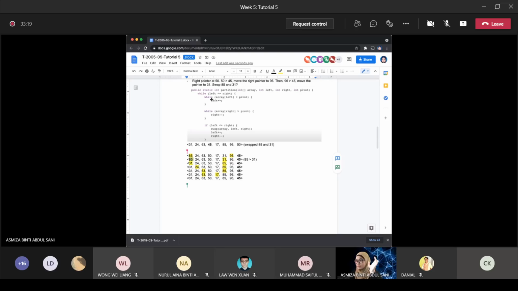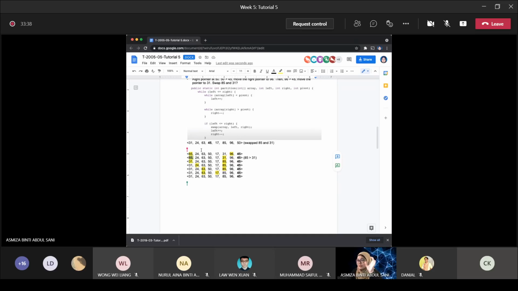How do you actually do that? While left is less than pivot, left plus plus, left plus plus, right minus minus. So then if left is less than right, swap. Oh, okay. So there's an if here. I saw this one. Okay, so then 85, left is less than right. Swap. Swap left, right, left plus plus, right minus minus. Okay, I see. So in this algorithm, there's a swap there.